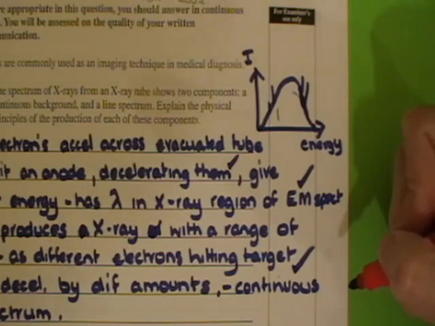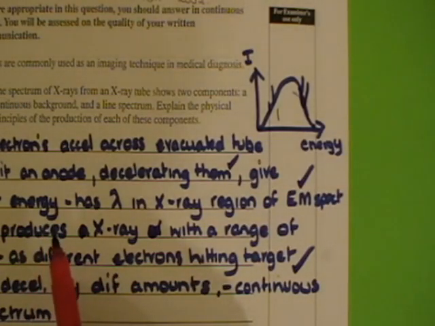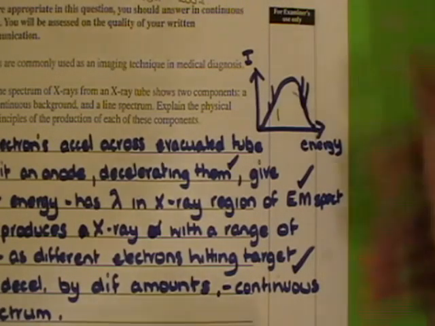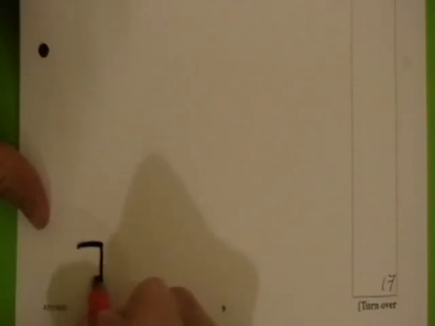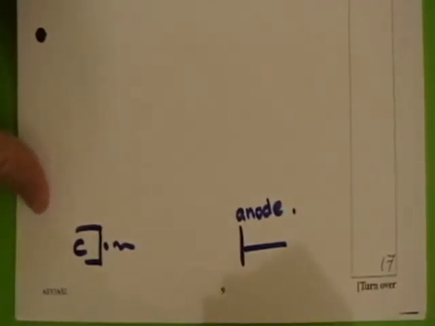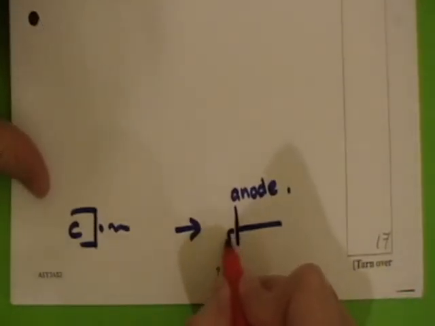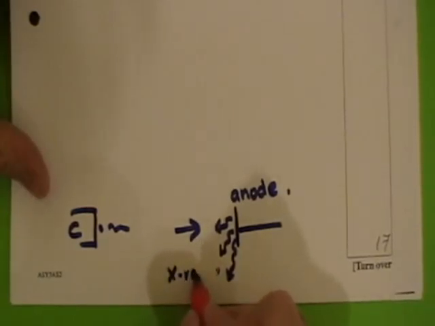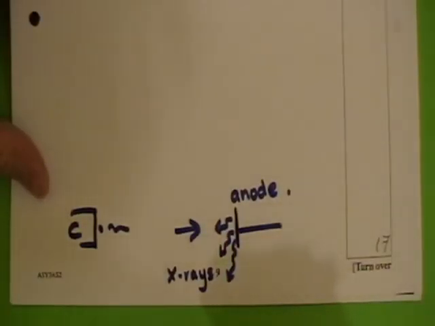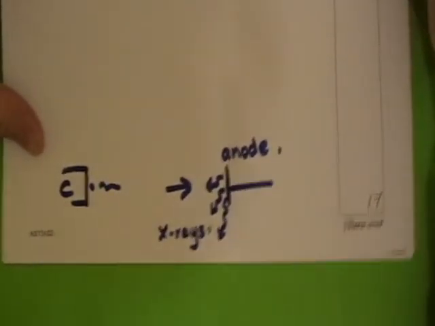Okay, so we'll just go through that again. Electrons are accelerated across an evacuated tube. So you've got, I wonder, should I draw that? Maybe we'll draw this. I'm going to draw it down at the bottom here. You've got a cathode here. You've got your electrons being accelerated across. They hit then an anode. And when they hit the anode, they give out X-rays with different amounts of energy. This depends on how much kinetic energy they lose when they hit the anode. And that's why you get a whole range of energies.